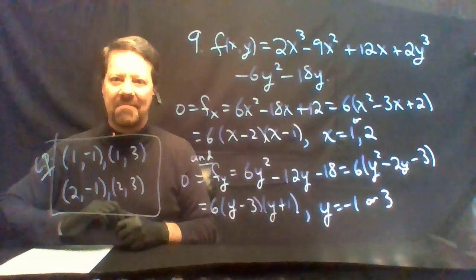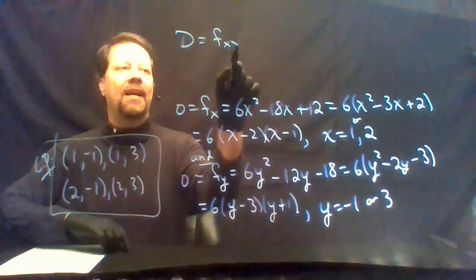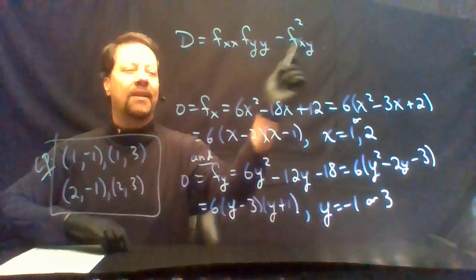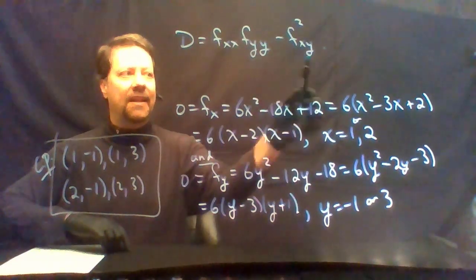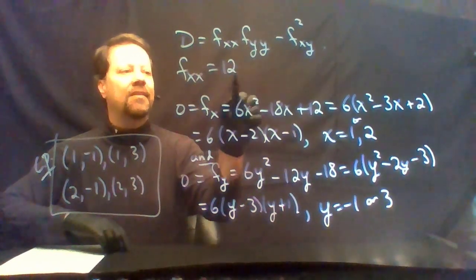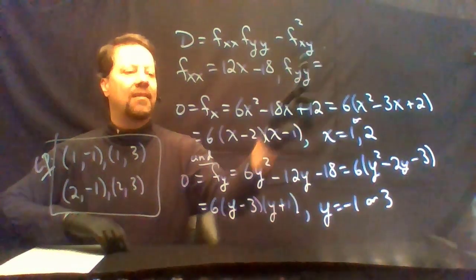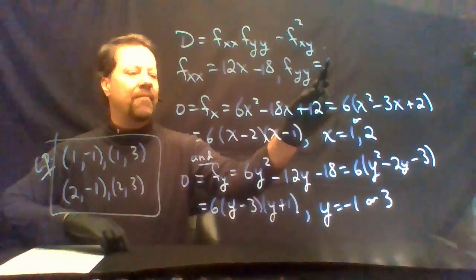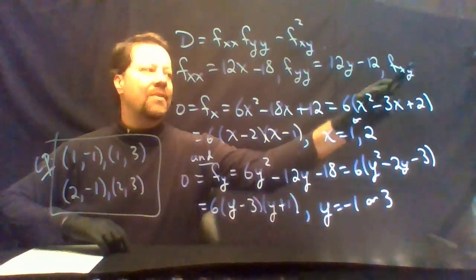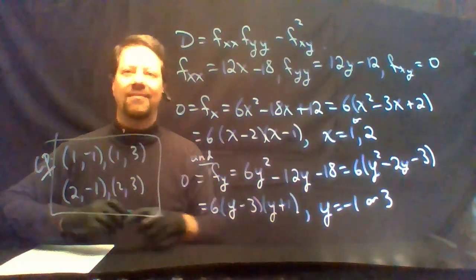that we must classify. To classify these, we must have the discriminant fxx, fyy minus fxy squared. So we need to calculate the second order partials. First, fxx. That will be 12x minus 18. Fyy will be 12y minus 12. And fxy, the derivative of fx with respect to y, will be 0.